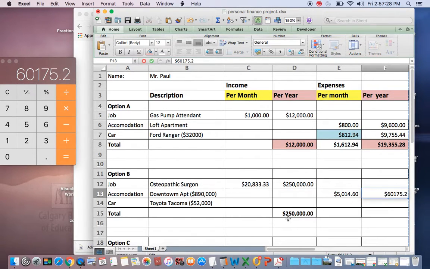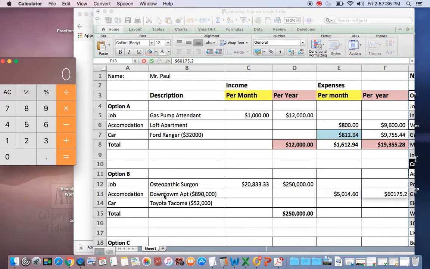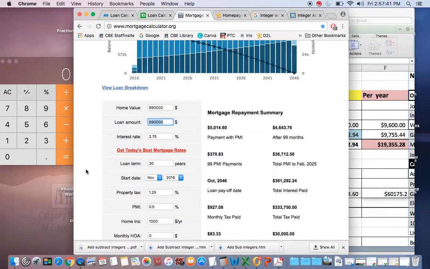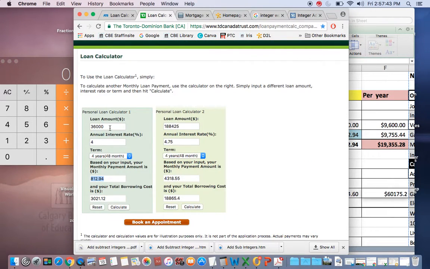Now, if you look at that, I'm making $250,000. That's not bad. It's quite a bit, but you know what? If I was a surgeon, I'd be living somewhere different. Toyota Tacoma, I only know the list price, $52,000. Where do we go? Loan calculator. We can even compare this one. So I got $52,000.